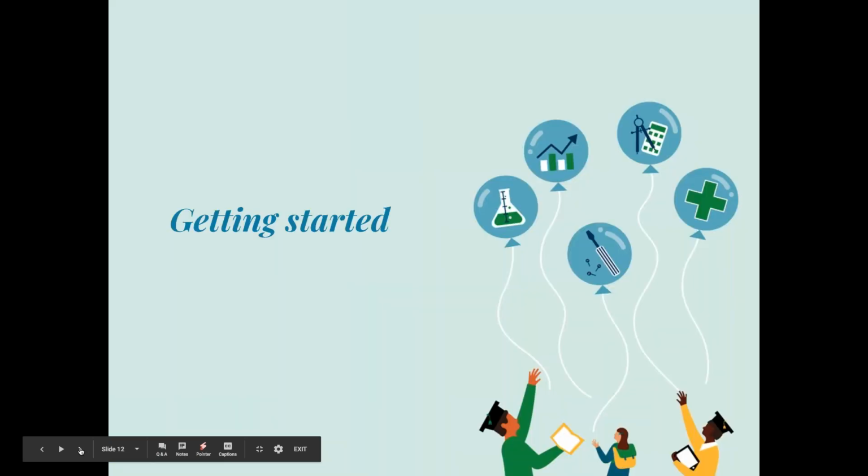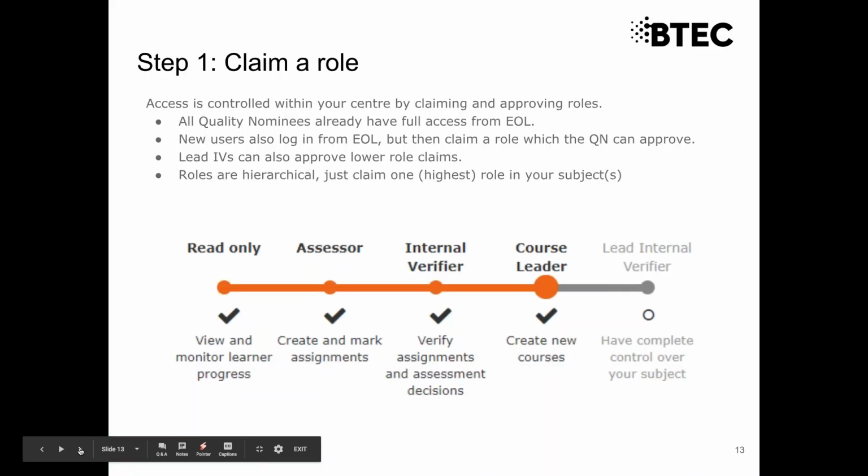Okay, so we're just going to have a quick look at how you get started. For most of you, hopefully you will have an Edexcel Online login already. We know that when you set up a BTEC qualification, a centre needs to nominate a quality nominee, so all centres will have a quality nominee. In order to get registrations out there for myBTEC, we use a claim role setup. Quality nominees automatically will have full access on Edexcel Online. New users log in from Edexcel Online. They then claim a role which the quality nominee approves.